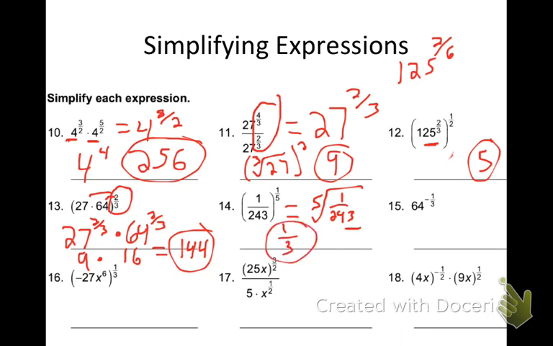Okay, 15. 64 to the negative 1/3 power. What do we do with negative exponents? We have to move them. You can write this as 64 over 1. If it's negative on top, I have to move it to the bottom. So this is the same thing as 1 over 64 to the 1/3 power. And what is 64 to the 1/3 power? It's the same thing as the cube root of 64, which is 4. So I get 1 over 4. Nice job.